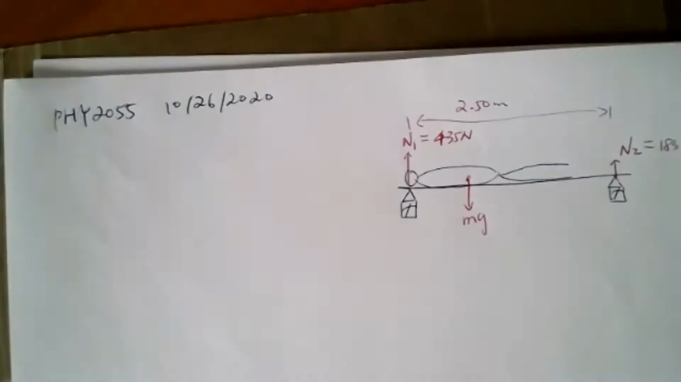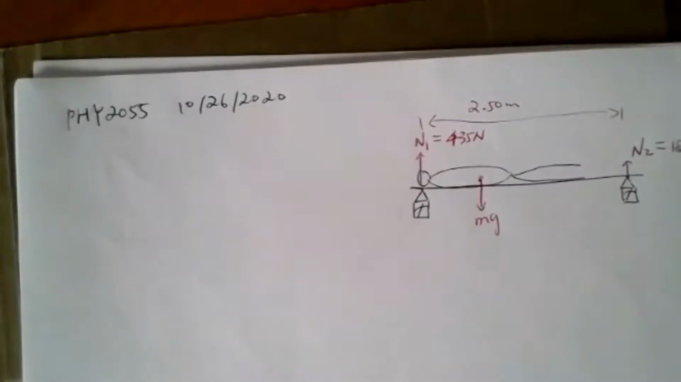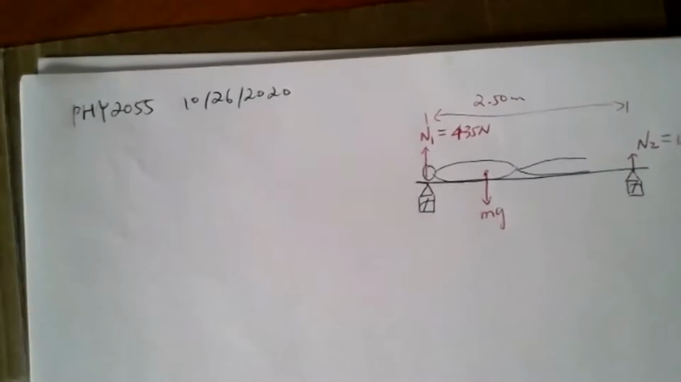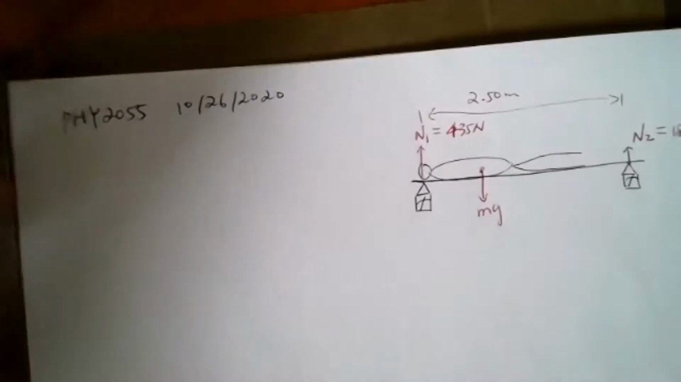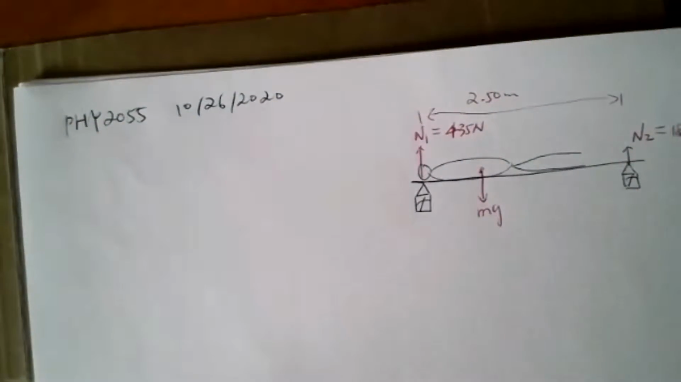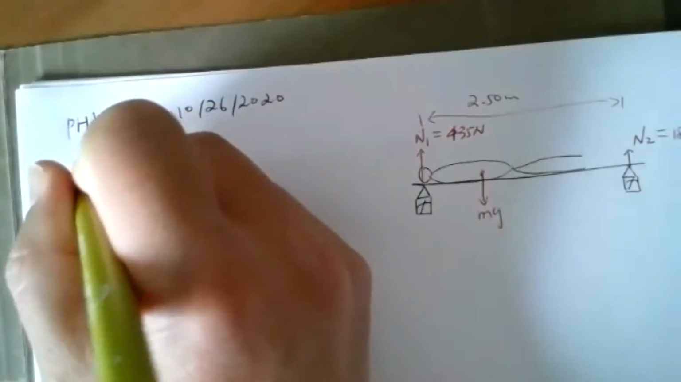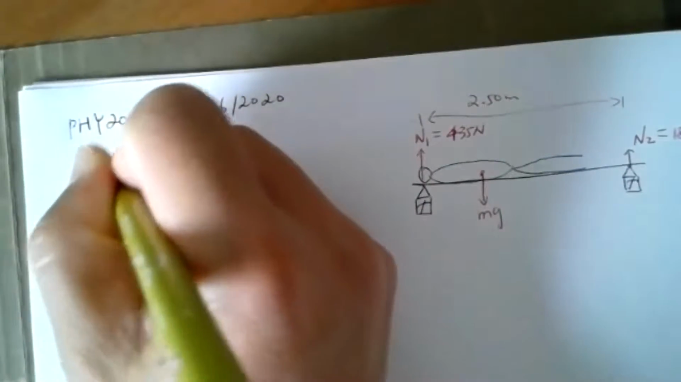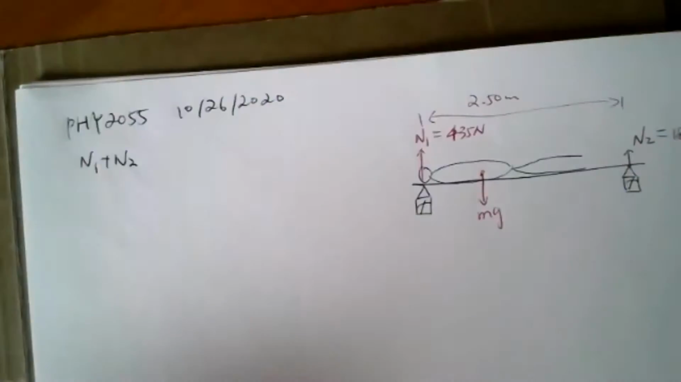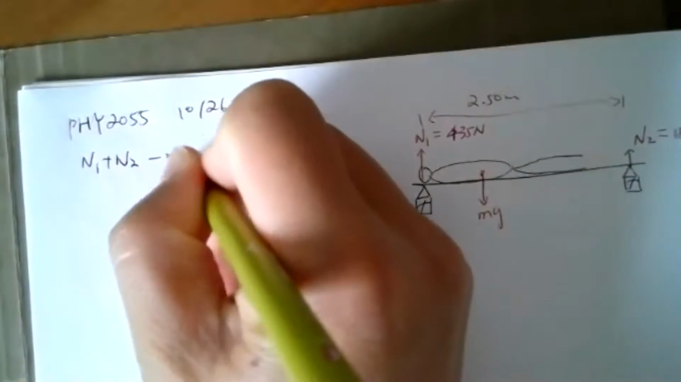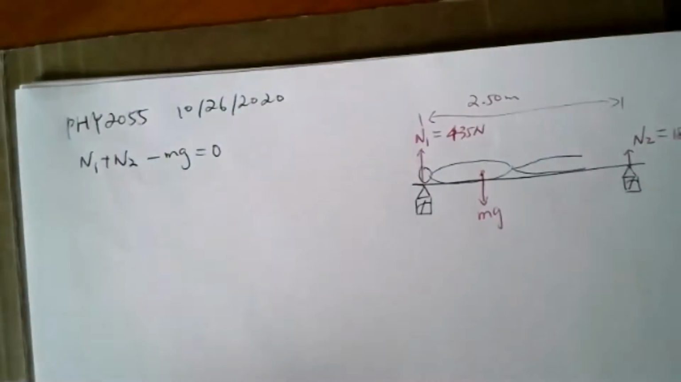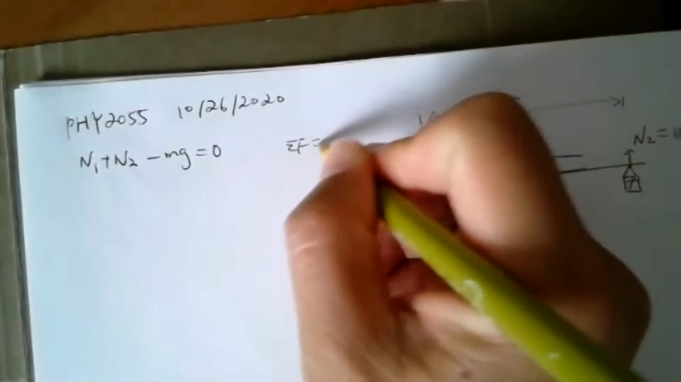All right, let's take a look together. The two conditions to apply here are net force equal to 0 and net torque equal to 0. Those three forces, N1, N2, and Mg, are all in the vertical direction, so I'm going to focus on the vertical direction. Net force is N1 plus N2, because those two are upward, and Mg is downward. That should equal 0. This is the result of net force equal to 0.